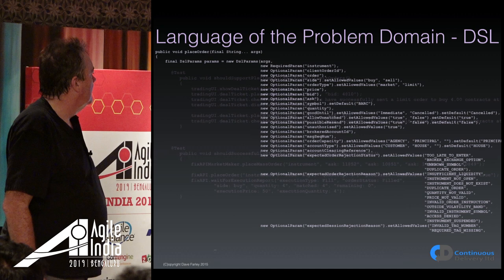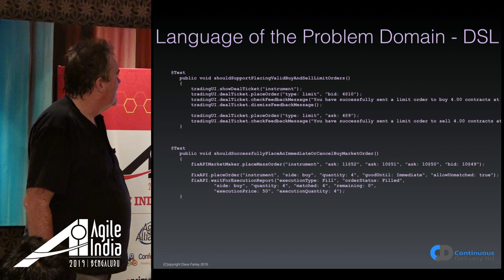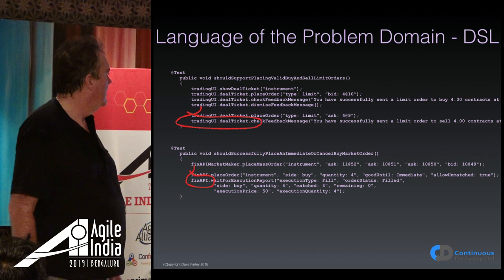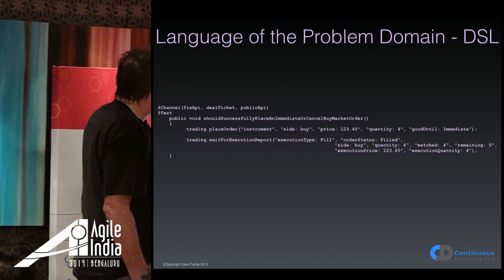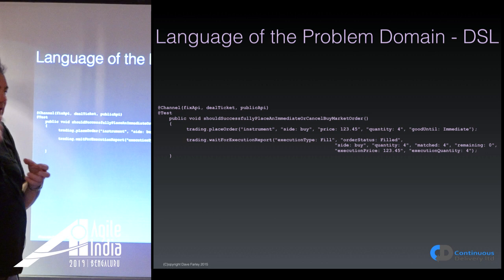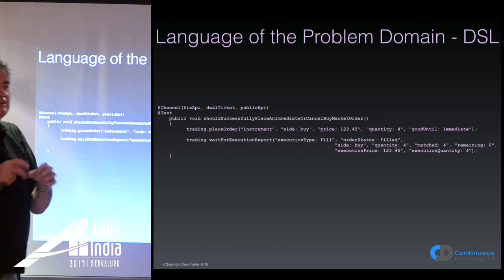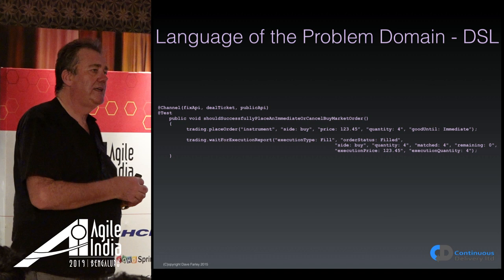We ran our tests like this for a long time, and then after a bit we started realizing that actually these test cases are still saying quite a lot about how the system works. And so we refactored it, and we ended up with test cases that looked more like this. So we have an annotation here, which is saying this is through the FIX API, which is a programmatic API for trading. This is through the user interface, through a web-based user interface, and this is through a public API that we provided that allowed traders to write their own bots that would trade against our exchange. And we're doing trading, we're going to place an order, and so on.